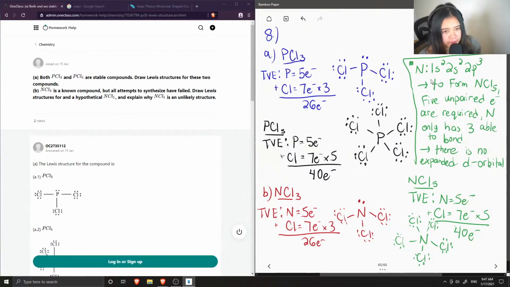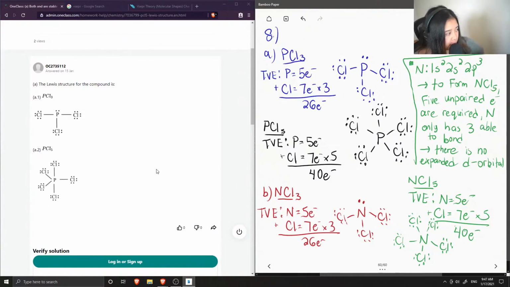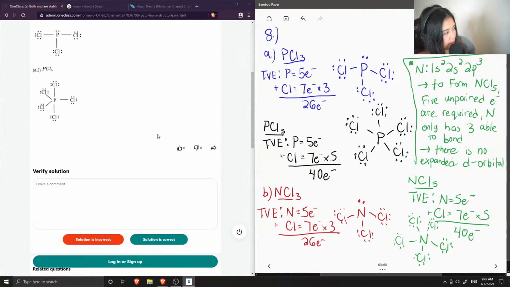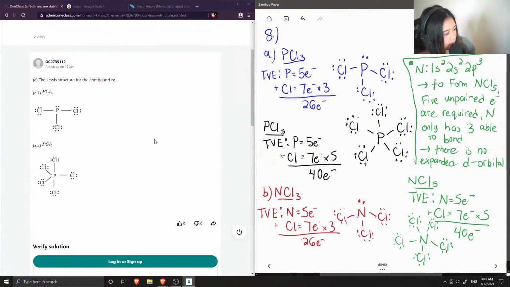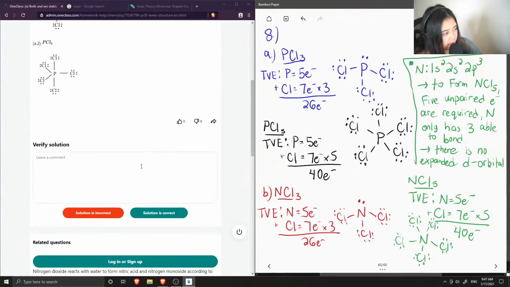Okay, so let's see what the junior tutor said. They have the Lewis structures for PCl3, PCl5. Oh, looks like they didn't tackle the second part of the question.